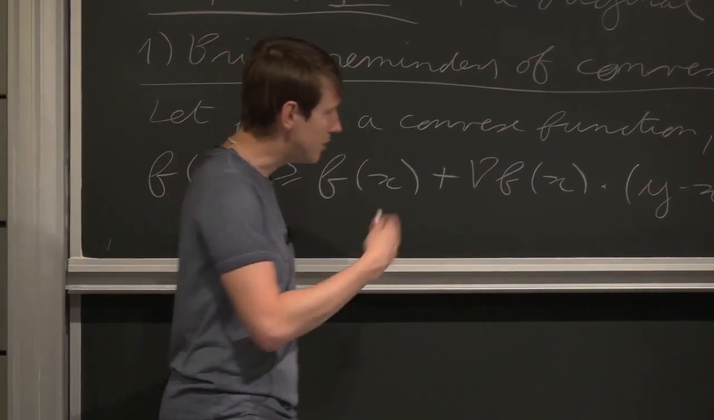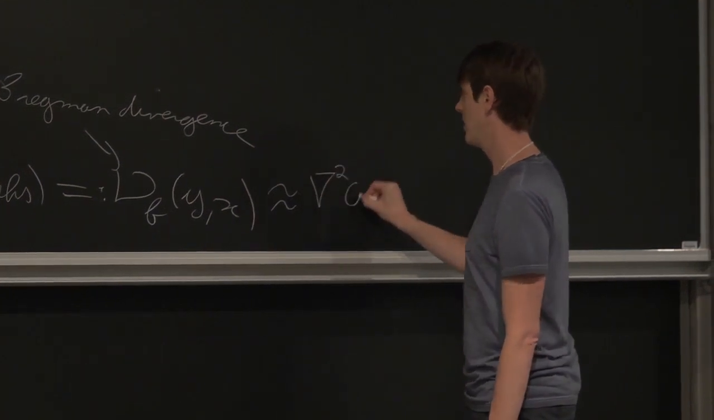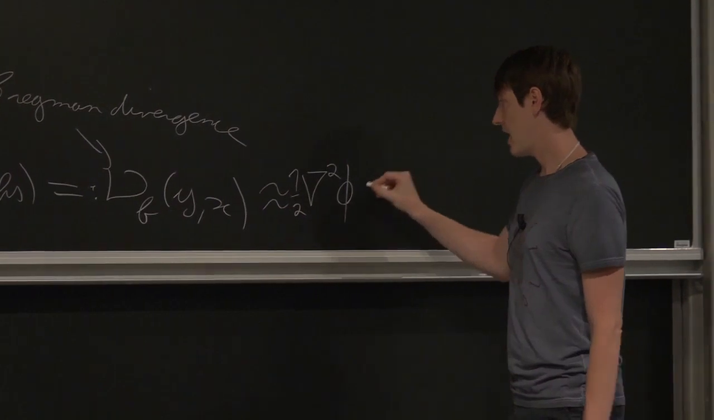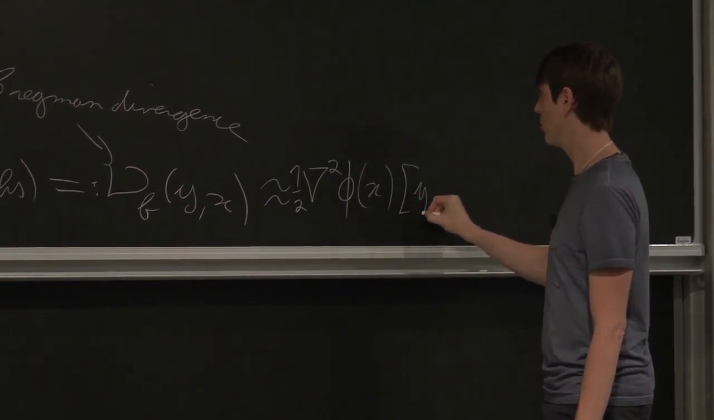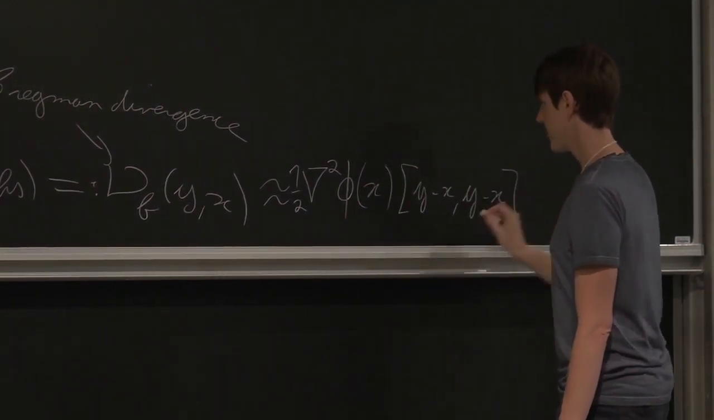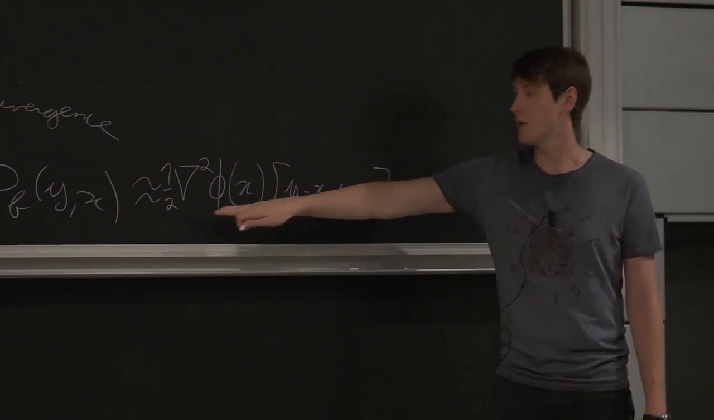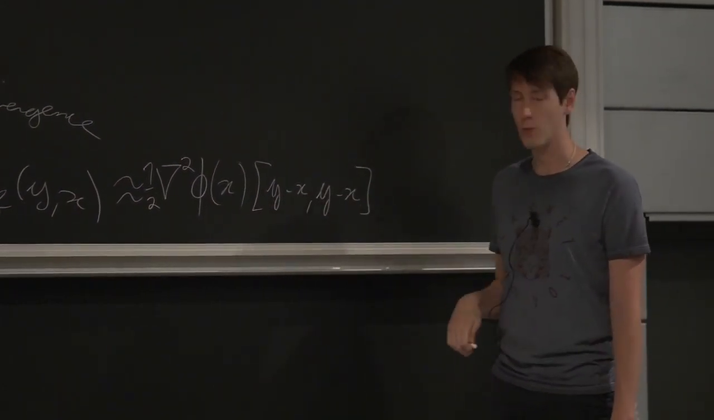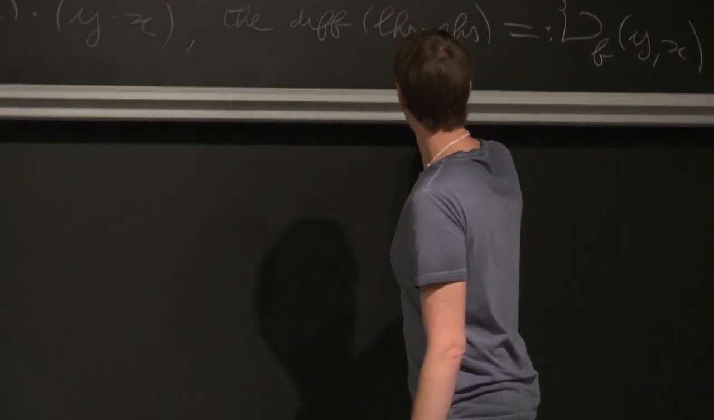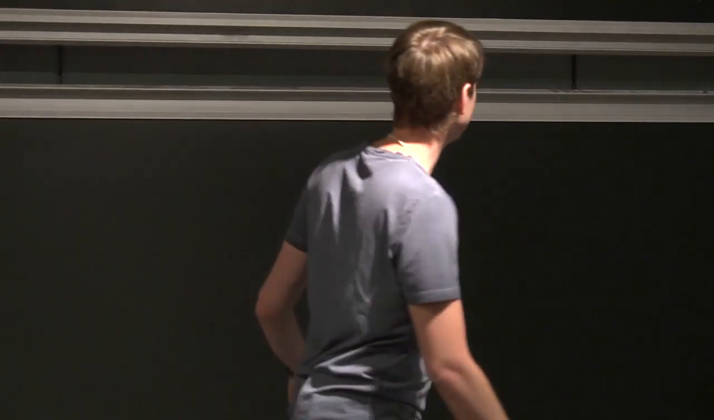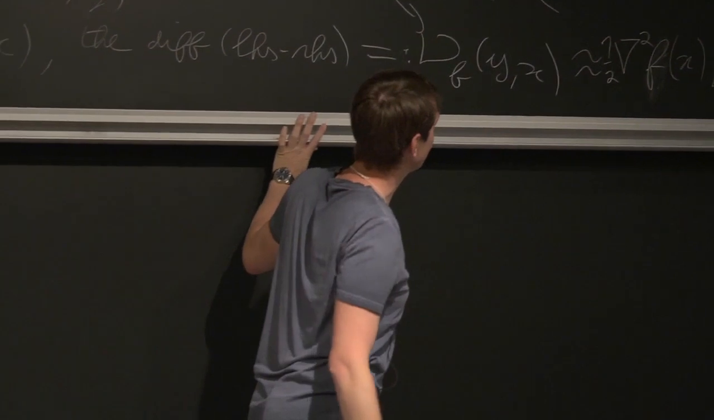OK, so roughly, if y and x are close to each other, you should think that this is of the order of 1/2 of the Hessian of phi at some point z, but let's call it at x, applied to y minus x, y minus x. So when I use this notation, I just mean, in matrix notation, y minus x transpose, this matrix, inner product with y minus x. Yeah? Say again, phi is f. I'm only going to have Bregman divergence of phis, that's why, sorry about that.